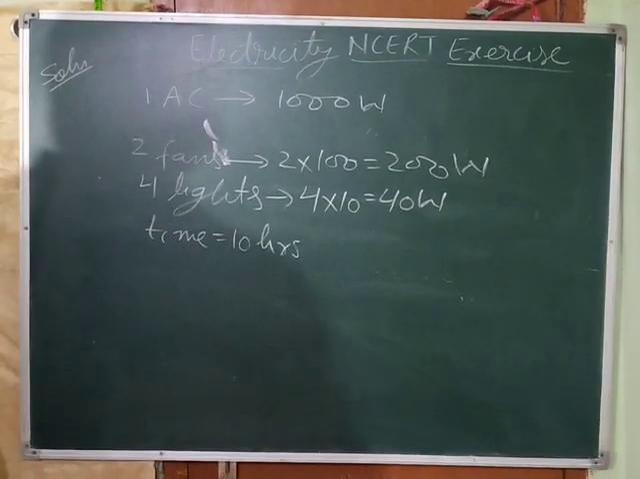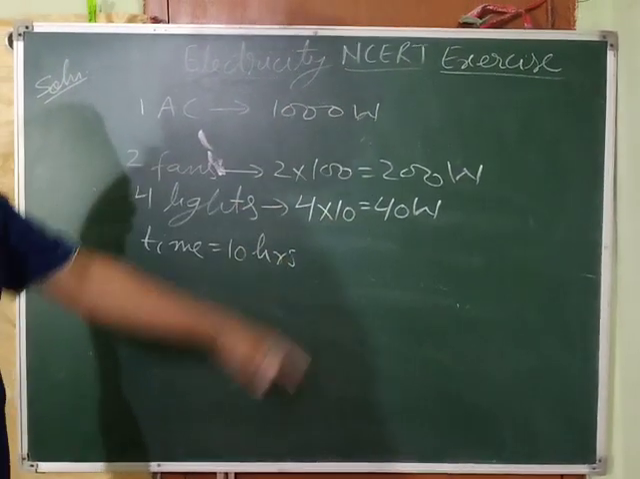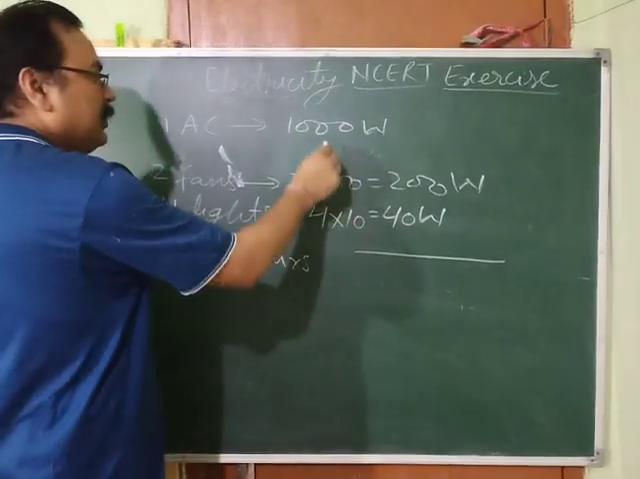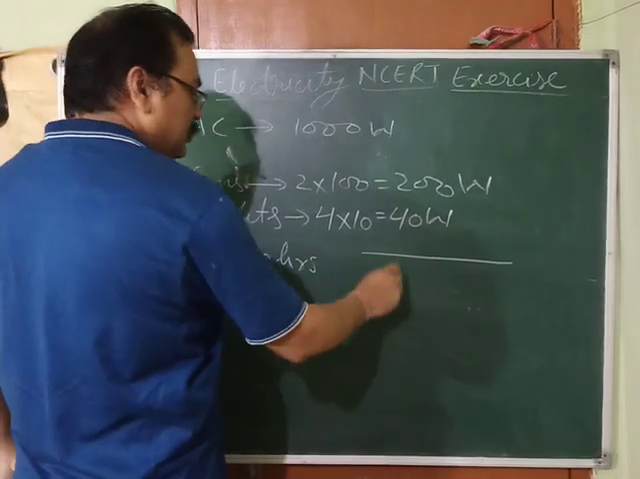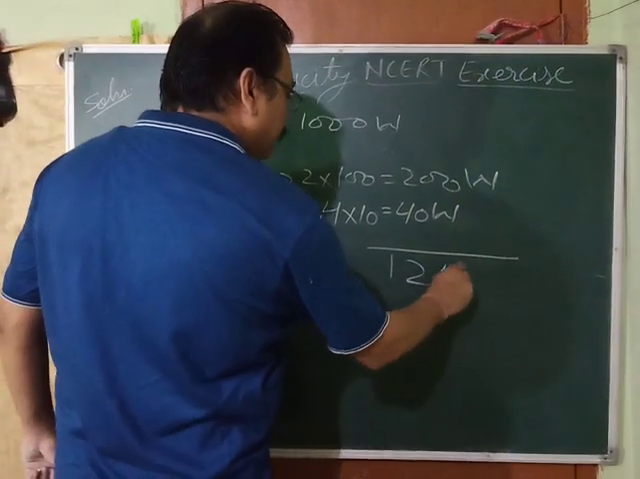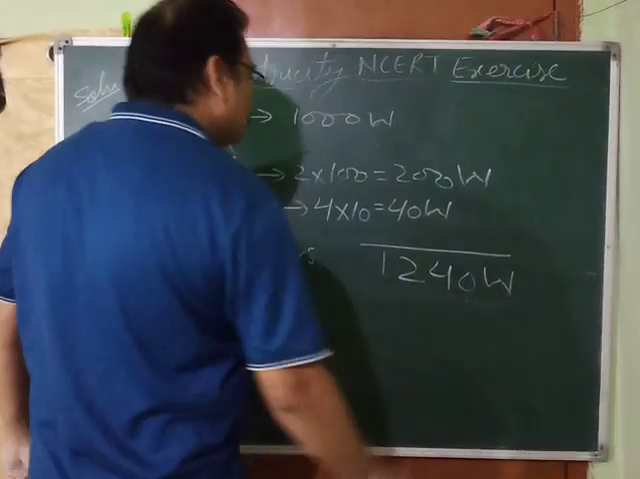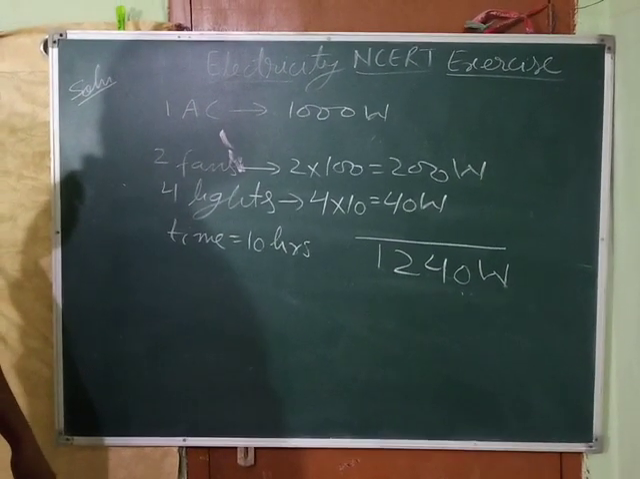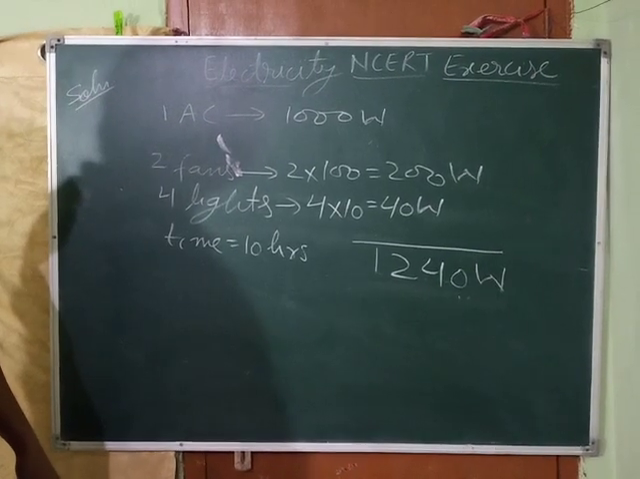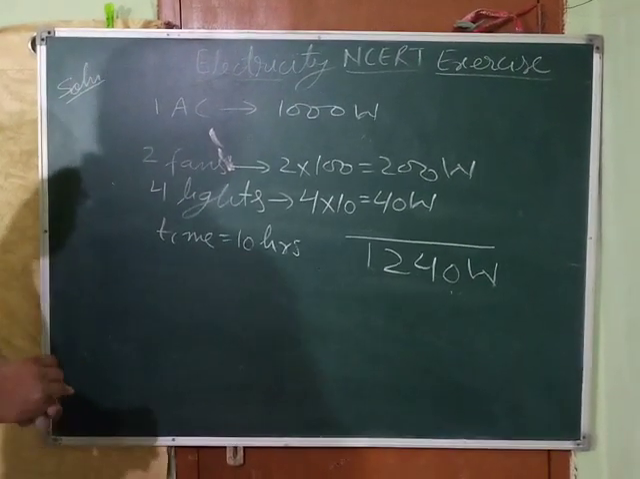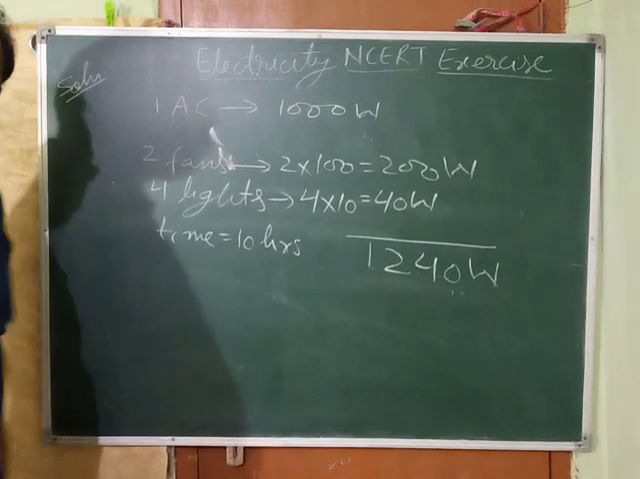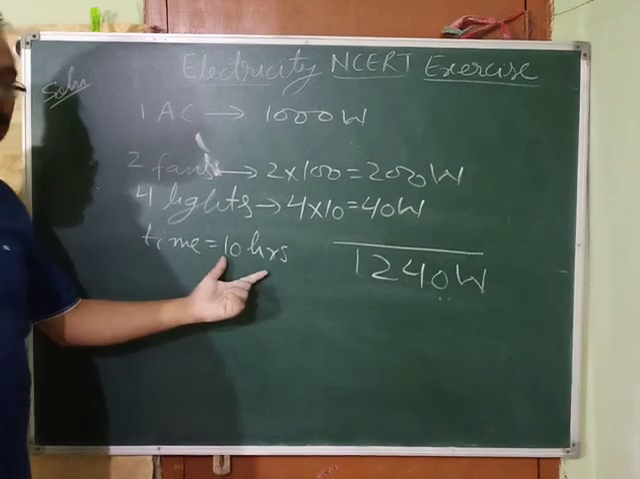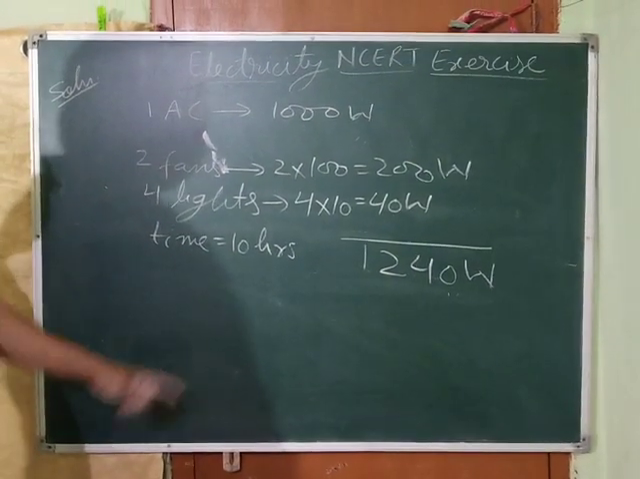Now see, what is the total power of all the devices? If we calculate the total power, we get 1,240 watt. That's what we are getting. You can check it. 1,000 plus 200 plus 40. This much we are getting. And this is the total power, and this is the time. Is this the total time? No. It is for 1 day.